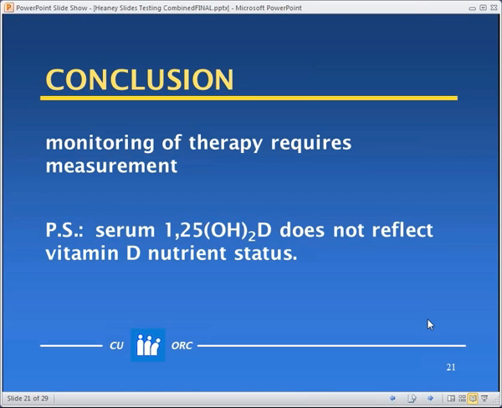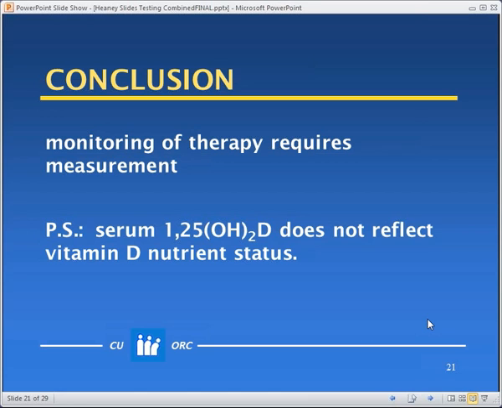So, to conclude, drive home this point. Monitoring of therapy requires measurement. We can't guess it. And to anticipate a possible question, serum 1,25-dihydroxyvitamin D does not reflect vitamin D nutrient status and has very little diagnostic value.